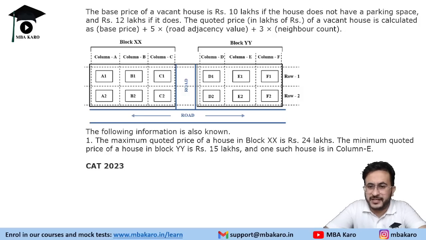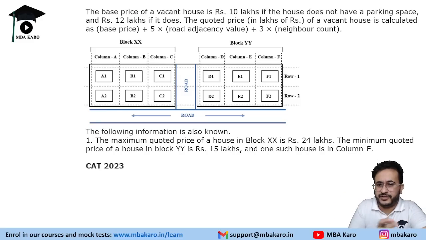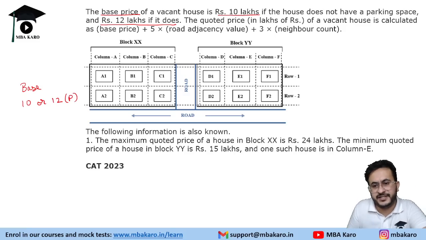Let's take another example which appeared last year, CAT 2023, considered to be a difficult set, but I would not say that it is very difficult. See, in the instructions you would have to read what this housing structure means. There are two blocks, X, Y, and so on. It was given that there is a base price, which is 10 lakhs if it does not have a parking space, and 12 lakhs if it has a parking space. So the base price is 10 or 12, depending on parking.